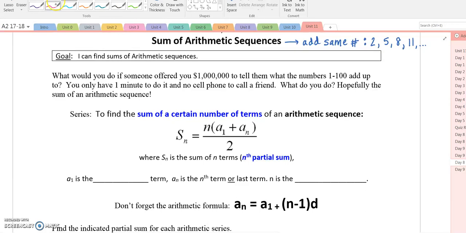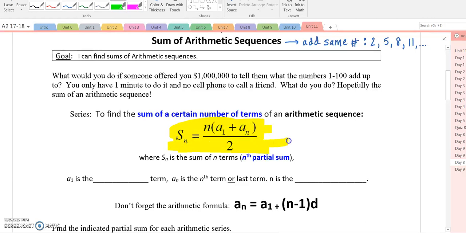Alright, so we're going to start this off by thinking of a scenario. What would you do if someone offered you $1 million to tell them what the numbers 1 through 100 add up to? You only have 1 minute to do it and no cell phone to call a friend. What do? Well, doing this on your calculator would probably take you longer than a minute. So, hopefully, after today's lesson, you'll be able to use the sum of an arithmetic sequence formula. That's what this formula is right here.